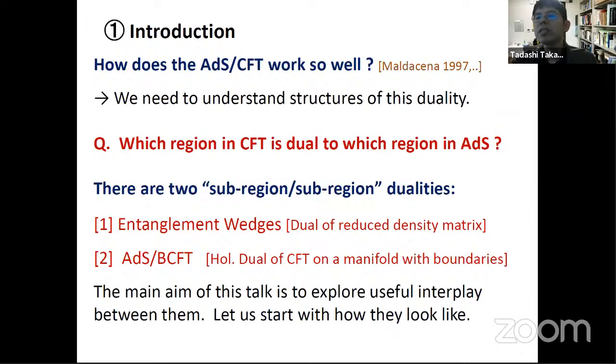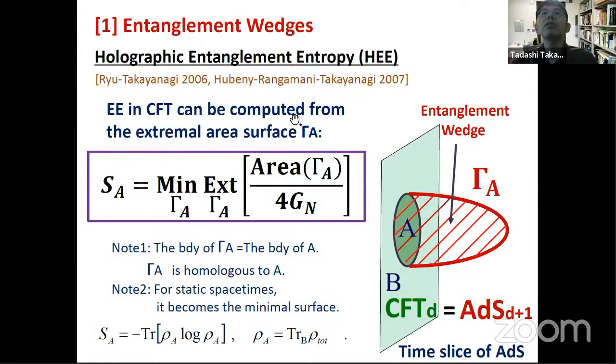Let's start with how they look and a basic review of them. Let me start with the entanglement wedges, but before that I'd like to explain the holographic calculation of entanglement entropy. Entanglement entropy in conformal field theory is defined in this way. We have some quantum state, which we write as rho total, and we trace out some particular region called B, and we pick up the density matrix limited to region A. This is called the reduced density matrix, and we compute the von Neumann entropy, minus rho log rho.